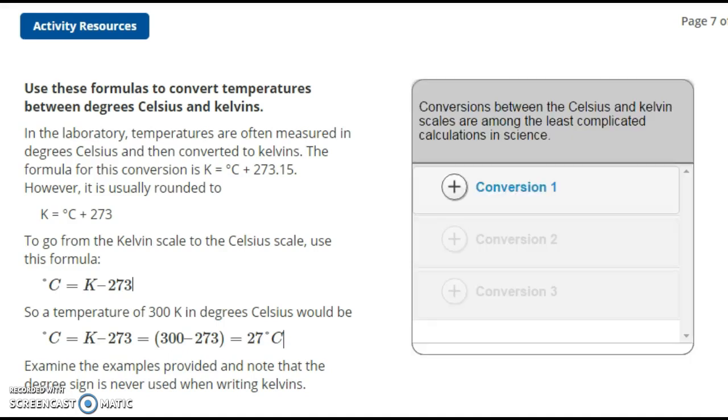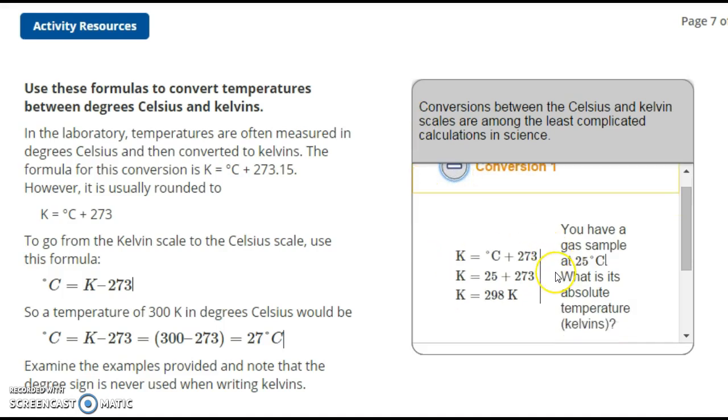Use these formulas to convert temperature between Celsius and Kelvin. In the laboratory, temperatures are often measured in degrees Celsius and converted to Kelvin. The formula conversion is Kelvin equals degrees Celsius plus 273.15, but it's usually rounded to 273, and we'll use 273. So if you have Kelvin, it's Kelvin minus 273 to get your degrees Celsius. For example, if you have 300 Kelvin, you minus 273 to get 27 degrees Celsius. All right.